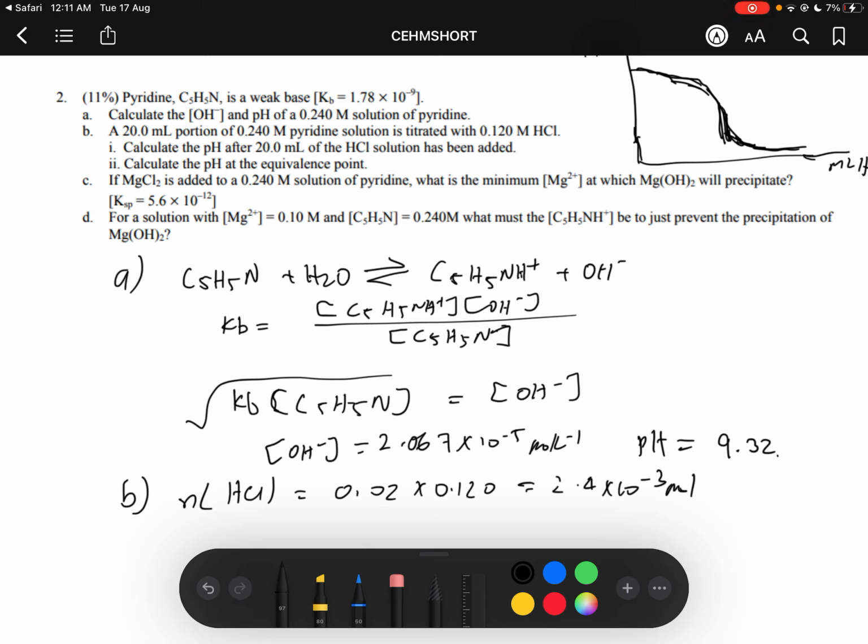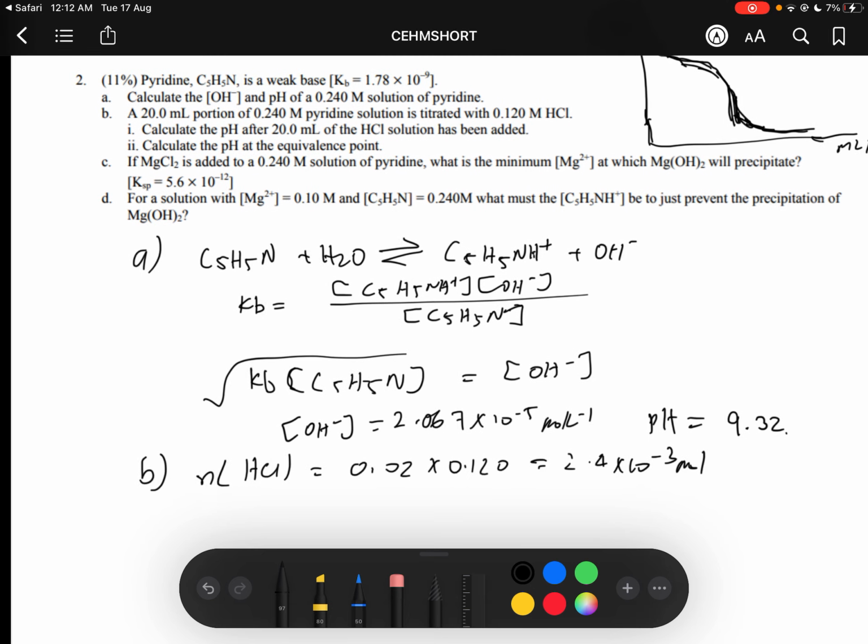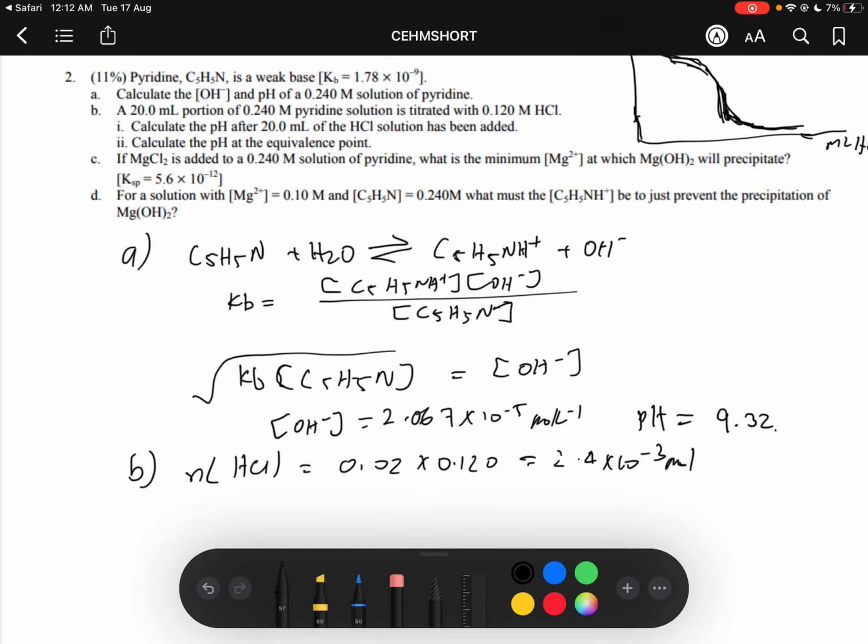We can also calculate the amount of pyridine that was in the solution by using n equals cV. So n of pyridine, C5H5N, is equal to 0.02 times 0.240, which is equal to 4.8 times 10 to the power negative 3 mole.